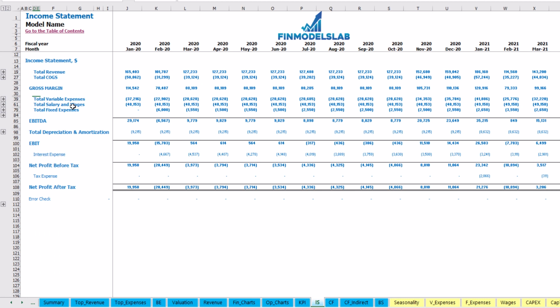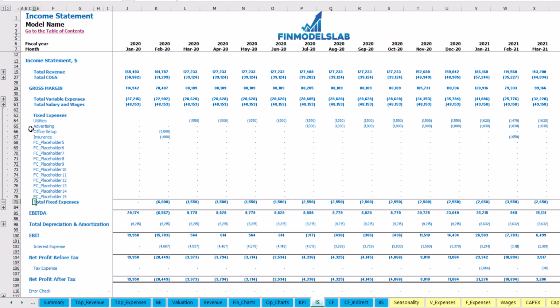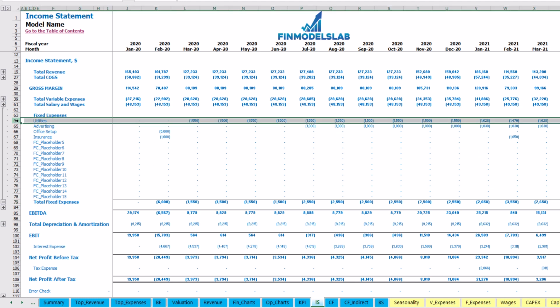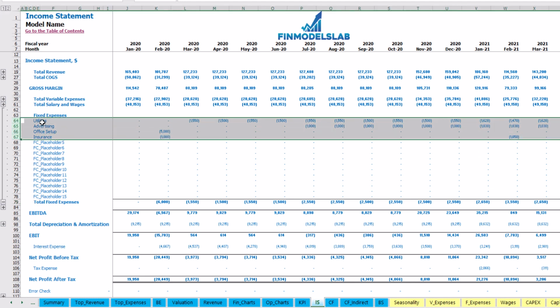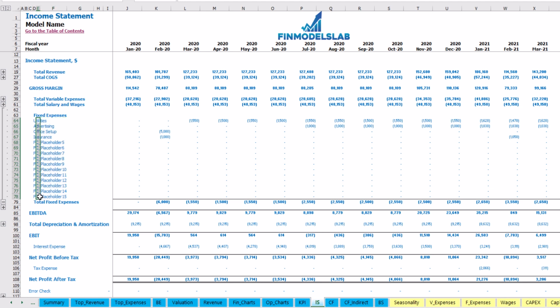Also in income statement you may find total fixed expenses group. If you ungroup this section, you can see these amounts broken down by months and by fixed expenses line items.